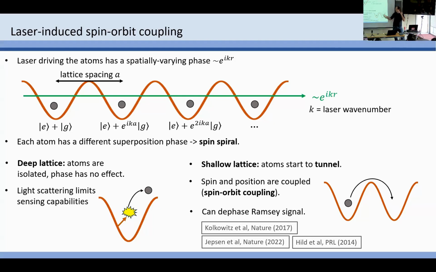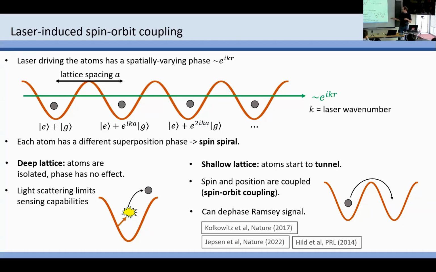At the same time, you don't really want to go too shallow, because then your atoms will start to tunnel around. And because they have this relative different phase, the spin and the position of the atoms are coupled. So it's a light-induced spin-orbit coupling, which can also dephase your Ramsey signal. And also going too shallow, there are other bad things that can happen as well.